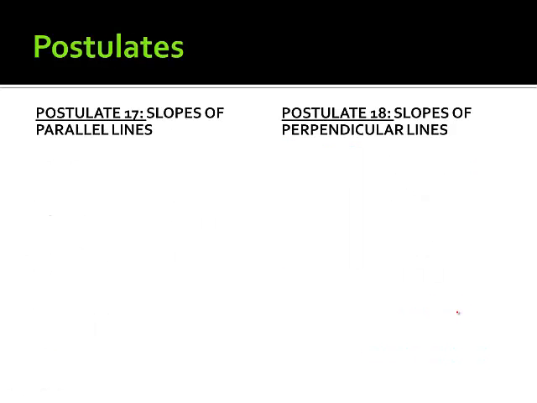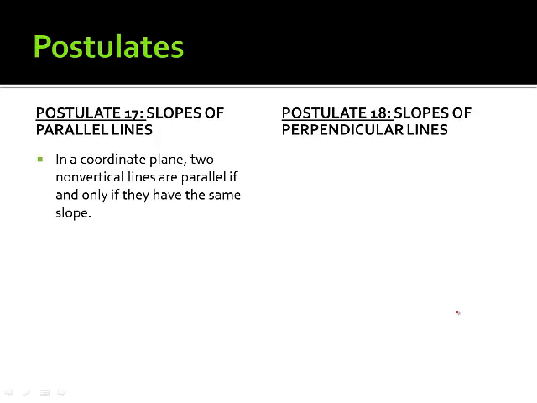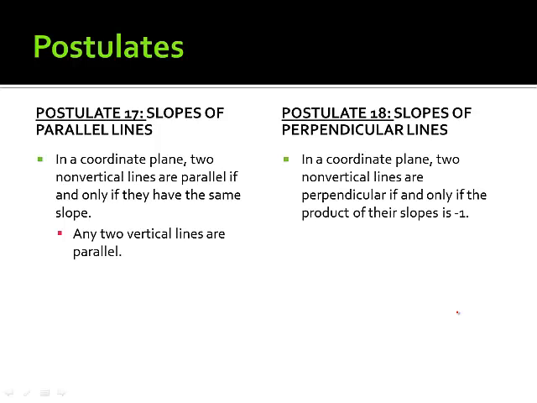So postulates, again, in geometry, we put postulates and theorems to things because those are our definitions. Slopes of parallel lines, if you remember from algebra, are going to be the same. They have the exact same slope. And any two vertical lines are going to be parallel.